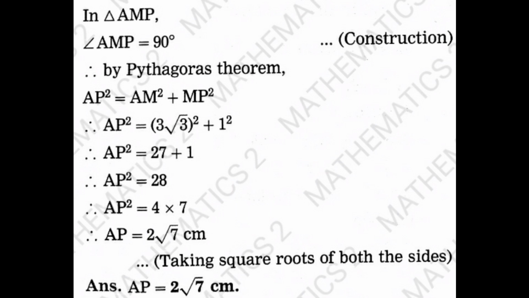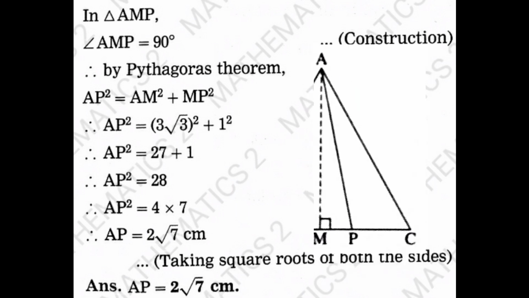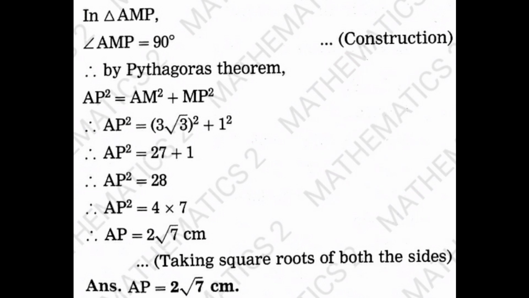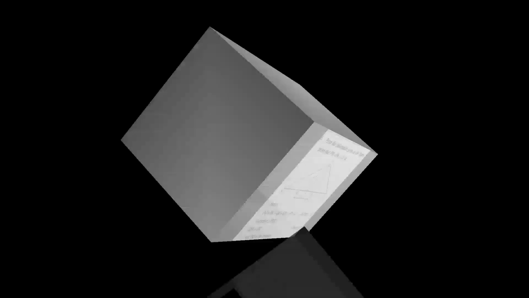Now consider triangle AMP. In triangle AMP, angle AMP is 90 degree. By Pythagoras theorem, AP square is equal to AM square plus MP square. That is AP square is equal to AM, we got 3 root 3 the whole square, plus MP is 1, that is 1 square. So AP square is equal to 27 plus 1. How I got that 27? 3 square is 9. Root 3 square is 3. 9 3s are 27. So AP square is equal to 28. AP square is equal to 4 into 7. AP is equal to 2 root 7 centimeter.